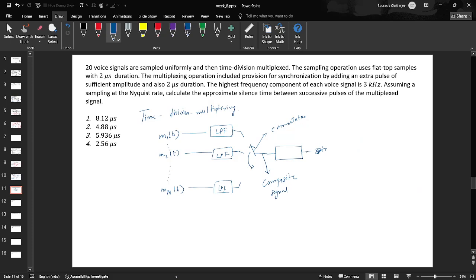So what we are going to get here, let us draw. By the way, remember it's a practical flat top sample. This one here corresponds to a sample from m1, this one here corresponds to a sample from m2, this one here corresponds to a sample from mn.